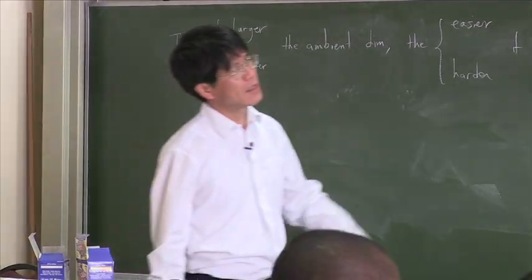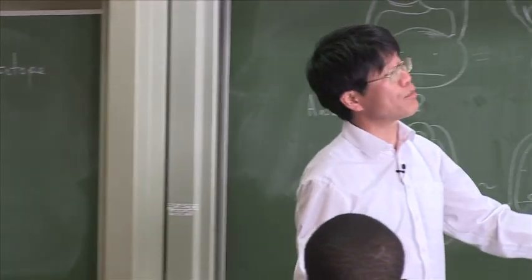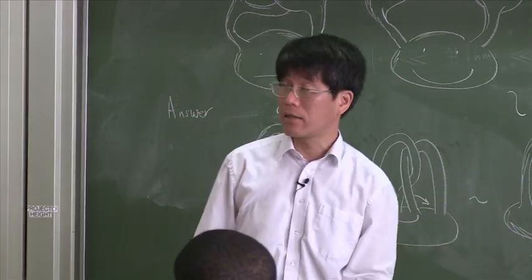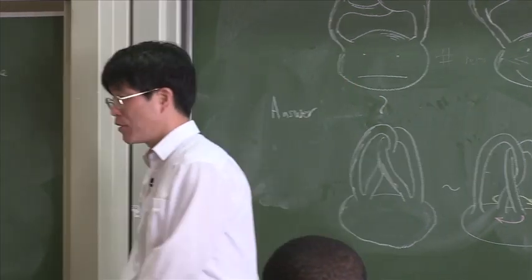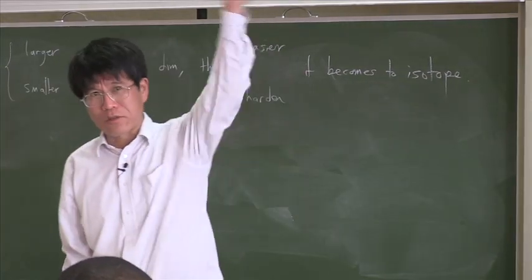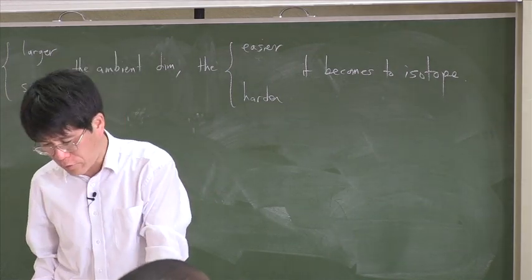Have you noticed that there are several words here? We started talking about isotopic, that's an adjective, and then isotopy, that's the noun. Now we have to isotope, that's a verb. And mathematicians like to, you know, make everything into a verb. We sometimes even try to verb nouns.